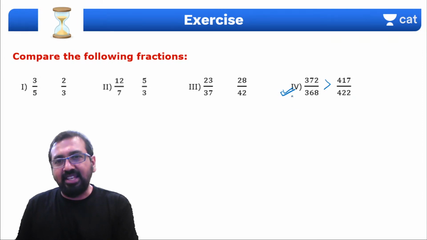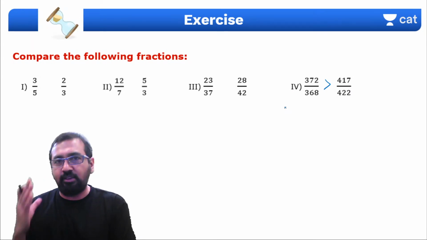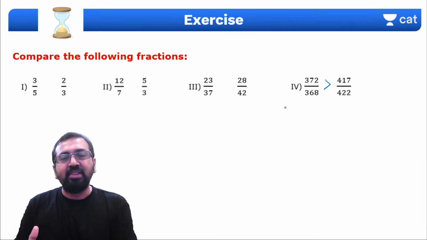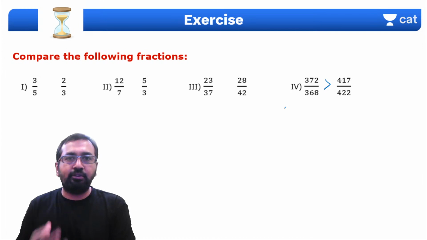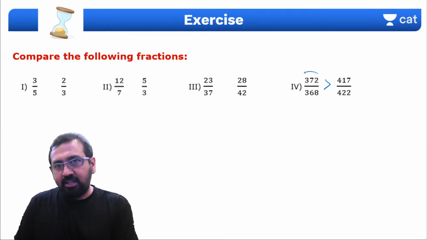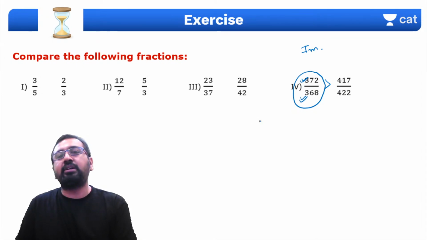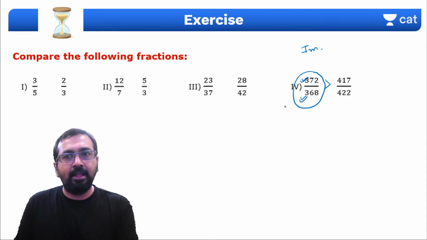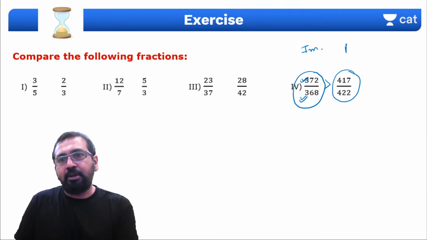Now see, this is a tricky question, and this is where your observation skills come into the picture. Guys, if you are appearing for CAT, apart from having a good understanding of the concepts and faster calculations, you also need really good observation skills. Look at this fraction, everyone. Can I say this is an improper fraction because my numerator is greater than the denominator? Yes or no? Great. And if you look at this fraction, it's a proper fraction.